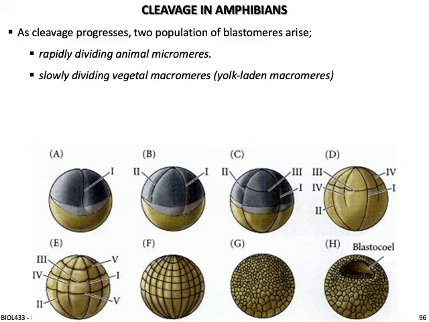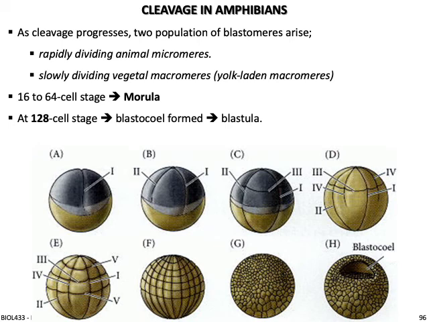As cleavage progresses, two populations of blastomeres arise: rapidly dividing animal micromeres and slowly dividing vegetal macromeres, and we call these yolk-laden macromeres because they have all the yolk of the embryo. From the 16 to 64 cell stage, we call it the morula stage, while at the 128 cell stage, the blastocoele is forming and it's a fully formed blastula.